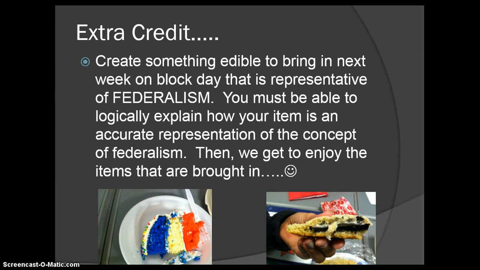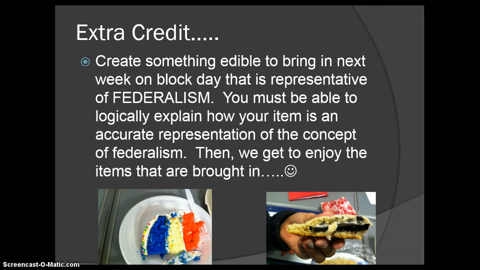Now, our federalism extra credit will be due on block day, either the 28th or the 29th, whichever day your class meets of January. And if you, again, would like to bring something in to eat, it doesn't necessarily have to be a cake. It could be something like chips and dip, anything that would be representative of federalism.